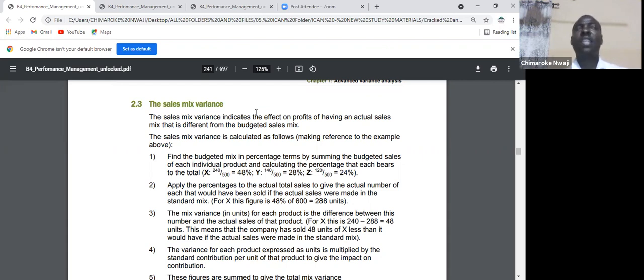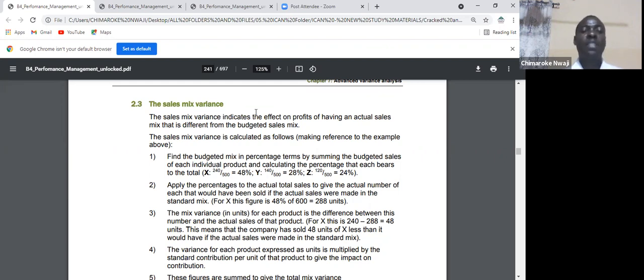It's just like looking at the direct material cost, where you say it has an effect on cost when you change the usage mix, the standard mix. This is the same thing happening in sales mix. We have changed the budgeted sales mix to something else. So now let's see how we can get our sales mix variance.